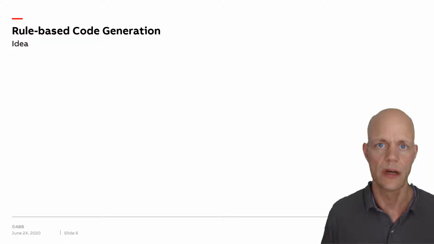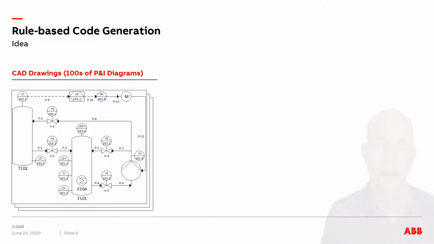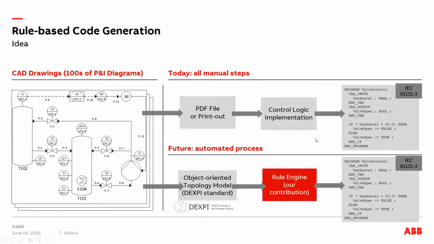Our idea is to do rule-based code generation. Today, for an automation project, you may get dozens of P&I diagrams, even hundreds of them. They are mainly manually processed, usually exchanged via a PDF file or printout, and the control logic implementation starts by manually interpreting those diagrams, and at the end we get IEC 61131 control logic as the output. Our idea is to turn this into an automated process, so we extract object-oriented topology models from the CAD drawings according to the DEXPI standard, and then we have a rule engine which processes the models and creates the control logic almost automatically.